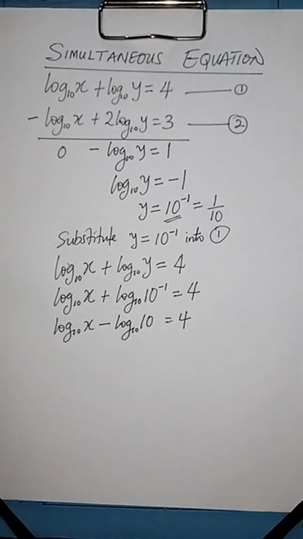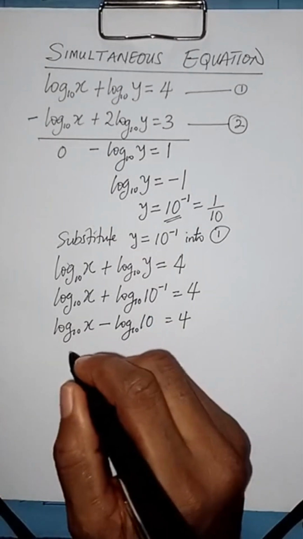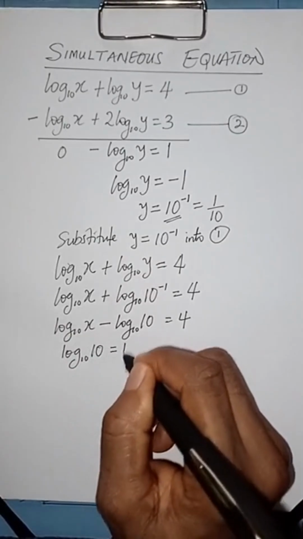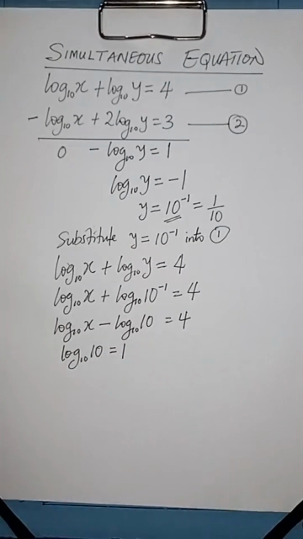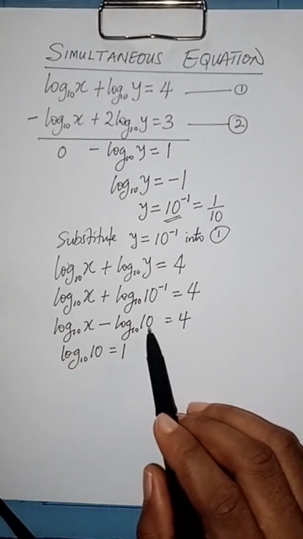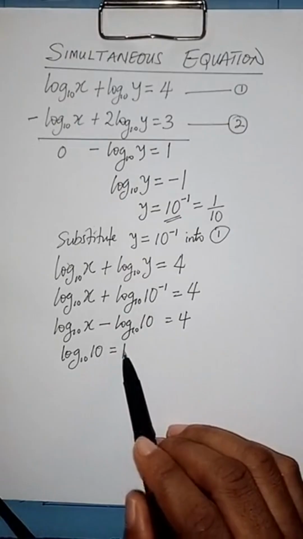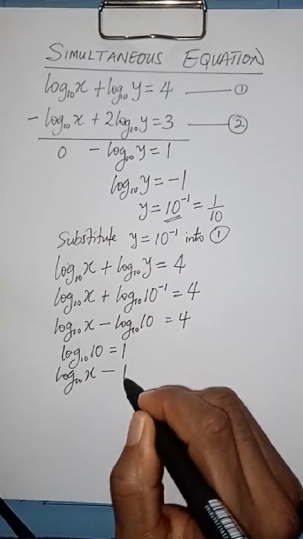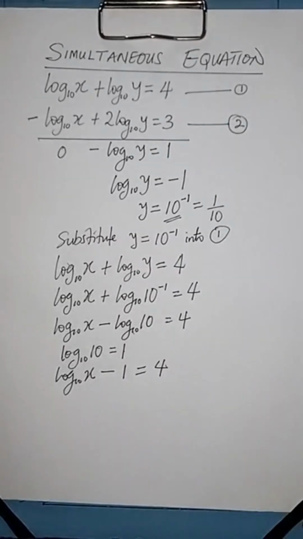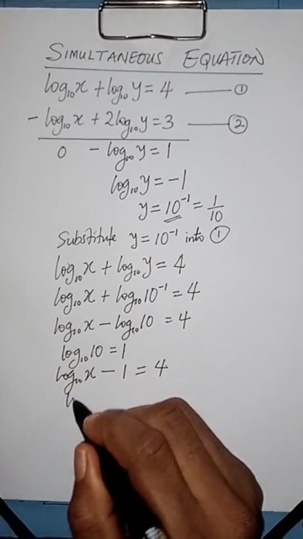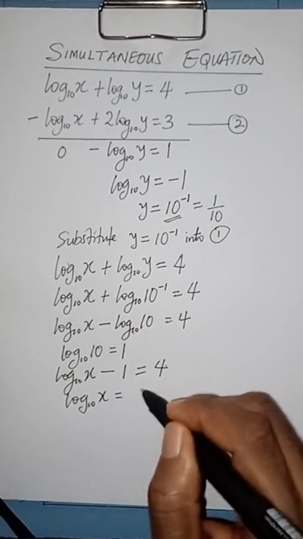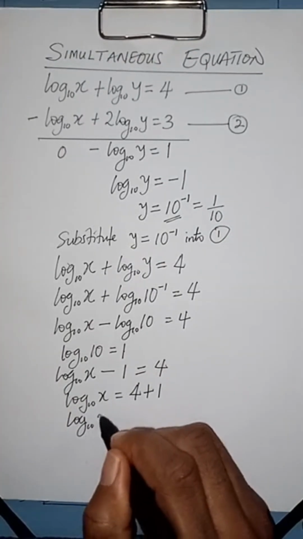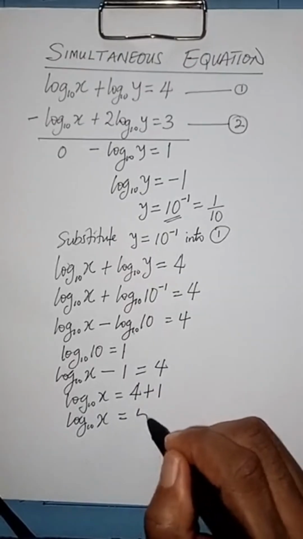Now, you may have applied the laws of logarithm before and know that log 10 to base 10 is equal to 1. So I'm going to replace log 10 to base 10 with 1. So it becomes log x to base 10 minus 1 equal to 4. And this is log x to base 10 equals to 4 plus 1. And that gives you log x to base 10 equal to 5.